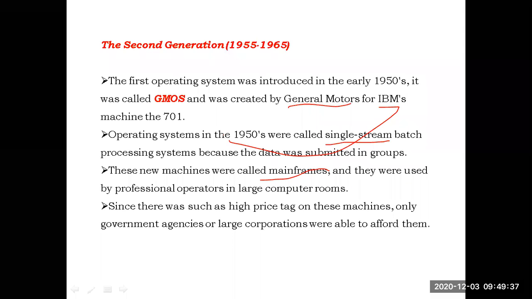Other companies, and ordinary people, are unable to use the computers. Why? Because their size is very large, their cost is very high, and only computer professionals are able to operate them. Ordinary people are unable to operate them. Not everyone could operate computers at that time. That is the second generation.